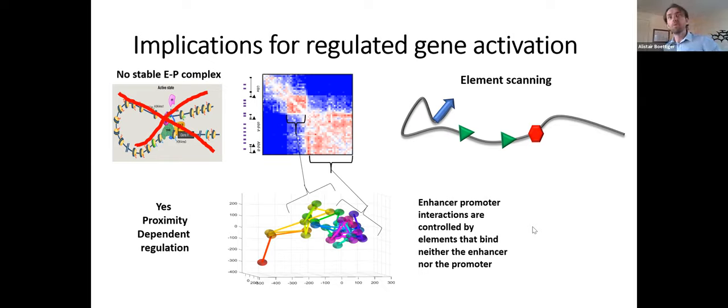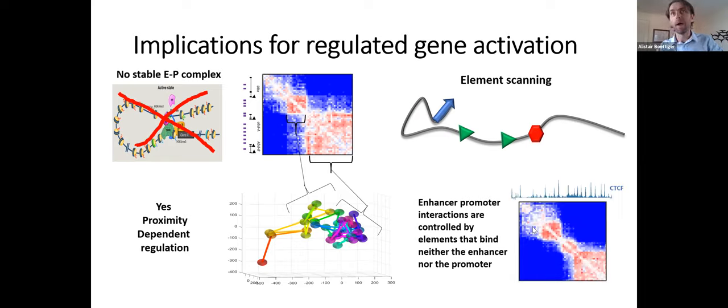Finally, these enhancer promoter interactions are controlled apparently by elements that bind neither the enhancer nor promoter. If we look at these boundaries that separate enhancers and promoters, none of them in this case are enhancers or promoters themselves. They do correlate to some other binding proteins, and one that has been of great interest in setting up mammalian borders also here nicely co-localizes to all of these borders here in Drosophila. This is the binding of CTCF at the cell borders.